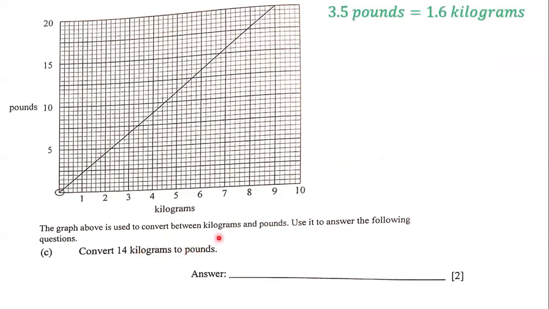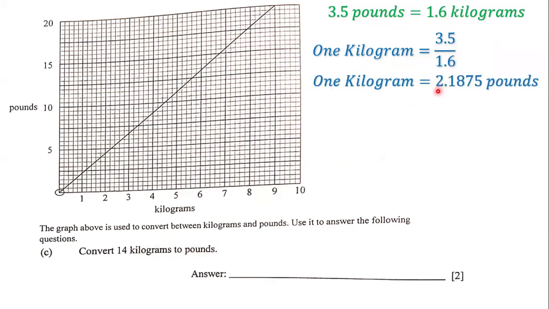Now, based on our previous question, we know that 3.5 pounds equals 1.6 kilograms. And if that's the case, then what is 1 kilogram? Well, 1 kilogram is going to be equal to 3.5 divided by 1.6. And 3.5 divided by 1.6 is 2.1875 pounds. So 1 kilogram equals 2.1875 pounds. So if 1 kilogram is this amount of pounds, then what is 14 kilograms?